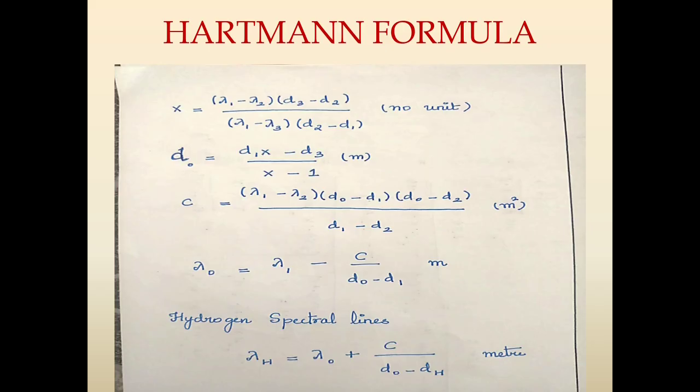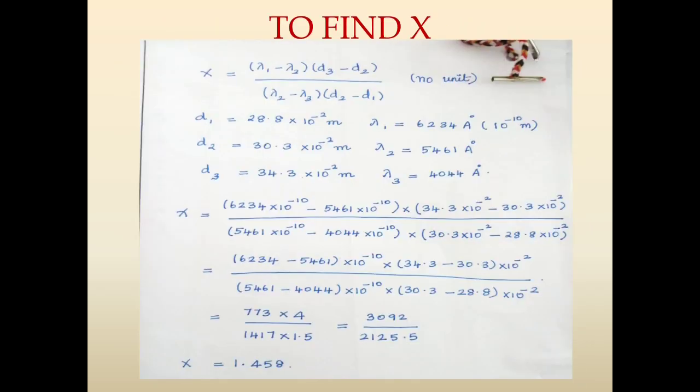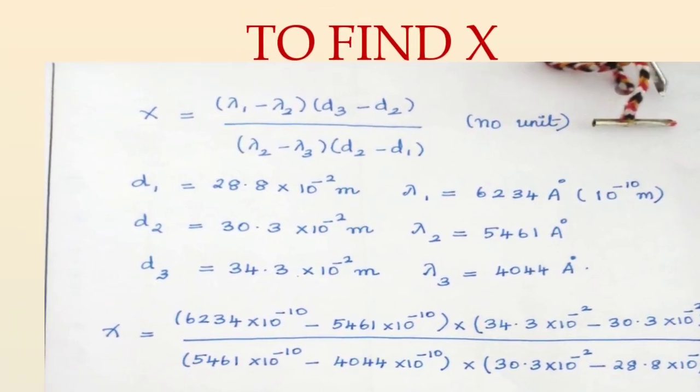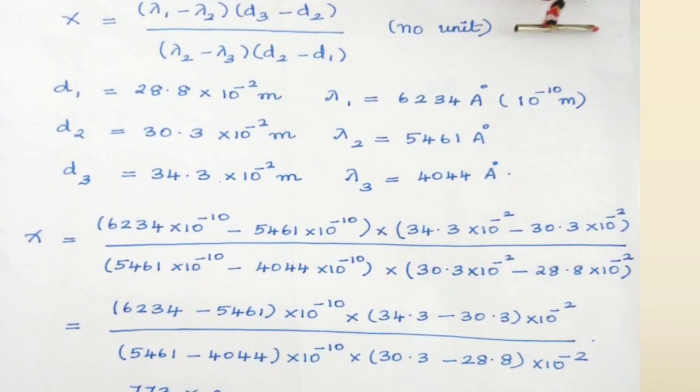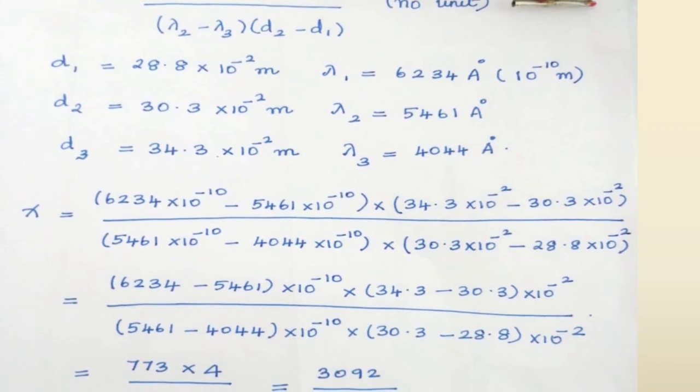So first let us find the constants. First let us find x. So x is given by the formula lambda 1 minus lambda 2 into d3 minus d2 divided by lambda 2 minus lambda 3 into d2 minus d1. So this d1, d2, d3, lambda 1, lambda 2, lambda 3 correspond to the mercury spectrum. See, all the constants are found using mercury spectrum values.